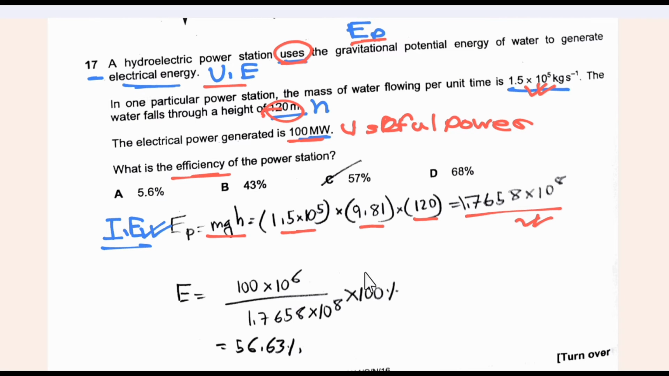Then to find the useful energy output, we know the useful power. Energy is equal to power times time. We assume that the mass is for 1 second, so the power is also for 1 second. So the energy is power times time, with time being 1 second, and we get the useful energy output. Then useful energy output divided by total energy input, the gravitational potential energy, times 100%, gives the efficiency as 56.63, approximately 57%.